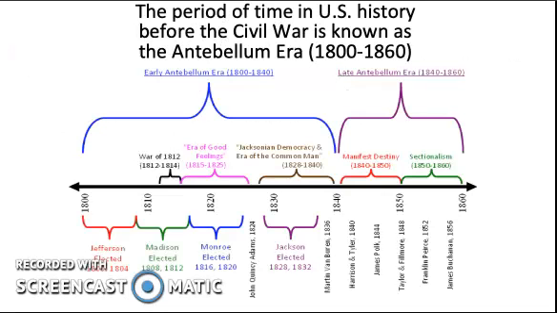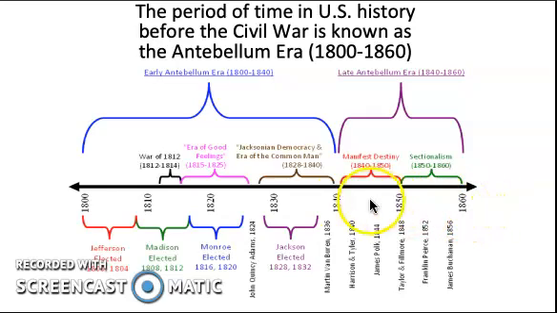So before we jump into everything, we're going to be referring to the time period that we're currently in as the antebellum era. So basically what we're going to have here is a time period that goes from 1800 all the way to 1860. This is the era before the bellum. The bellum's the war, the Civil War. And everything that is before the Civil War is called the antebellum era, typically between 1800 and 1860.